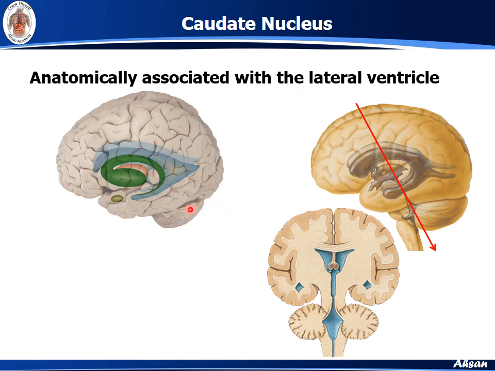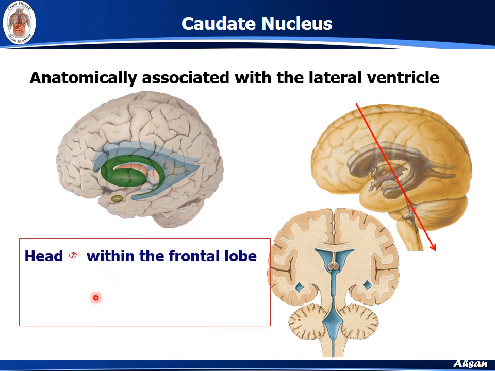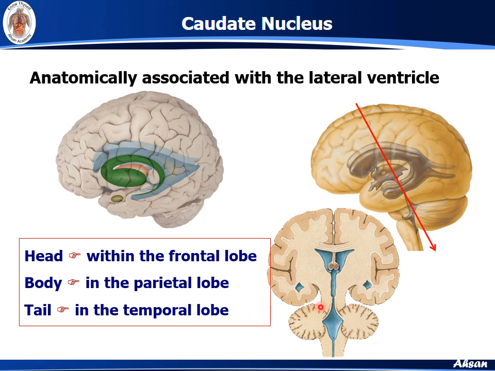So anatomically, this basal ganglion is very closely related to the lateral ventricles. It has its head within the frontal lobe, then the body passes through the parietal lobe, and the tail enters into the temporal lobe. This is the head, this is the body passing over, entering into the temporal lobe. So frontal lobe, then parietal lobe, then it enters into the temporal lobe.